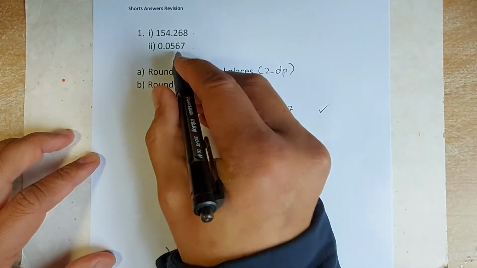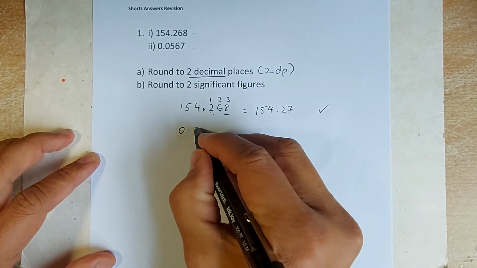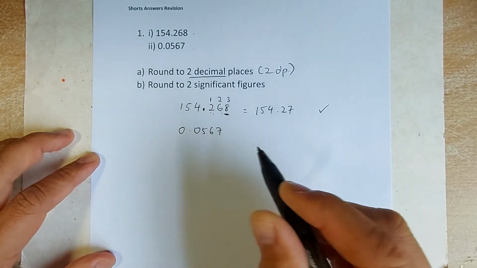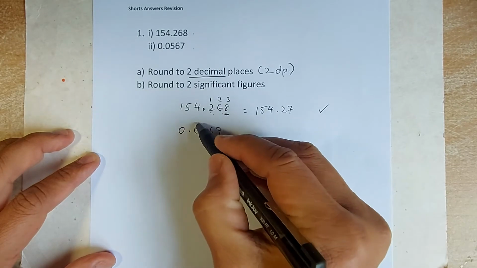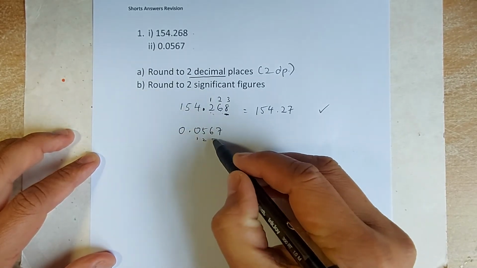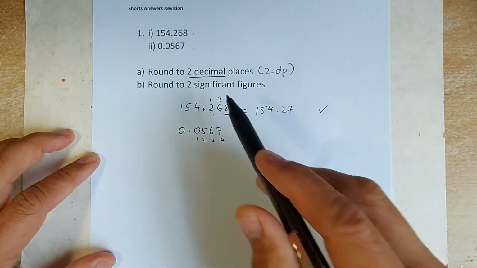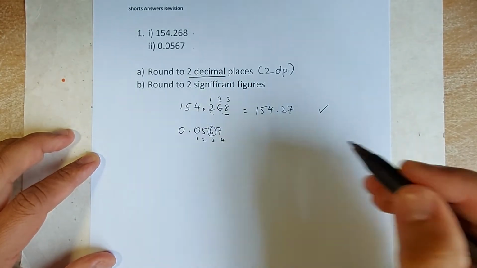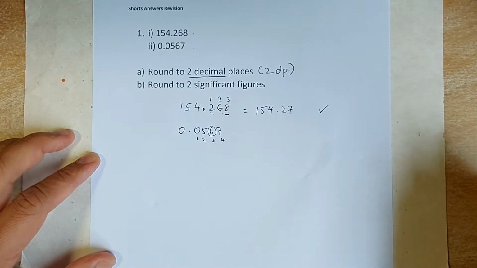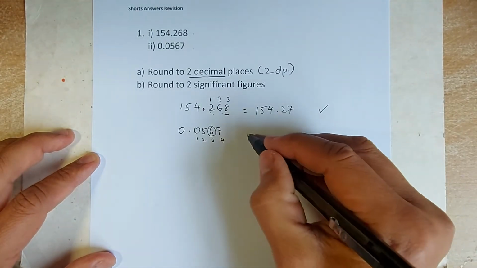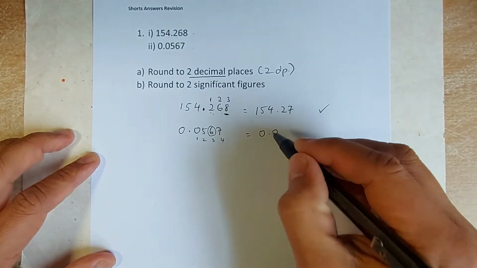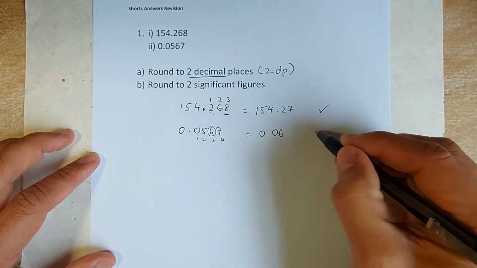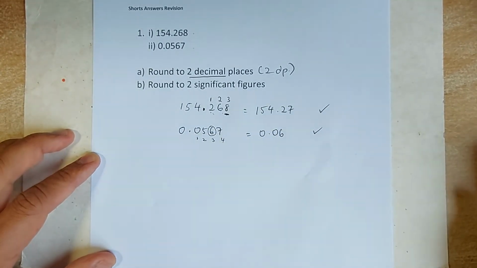So the next one is 0.0567, and this is the decimal point. So this is the first number, this is the second, third, and fourth. Again, if they ask you to round to two decimal places, you look at the third number. Again, the third number is more than 5, so you round up. So the 5 becomes a 6, and that is a simple 1 more mark.